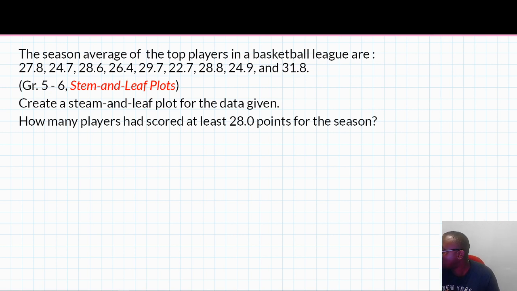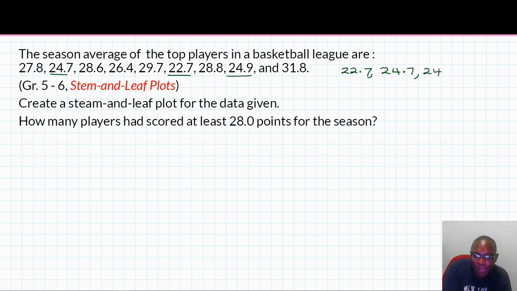Okay, so Simi has answered. So let's go ahead and try to create our stem and leaf plot. Let's look at our smallest number. Let's say that is 22.7, I think. So we got 22.7. The next number, let's see, is there a 23? No, there's a 24. So we have 24.7. Let's see, is there any other 24? Yes, we do have one. So it's 24.9.